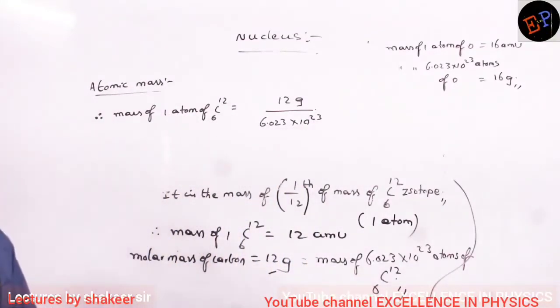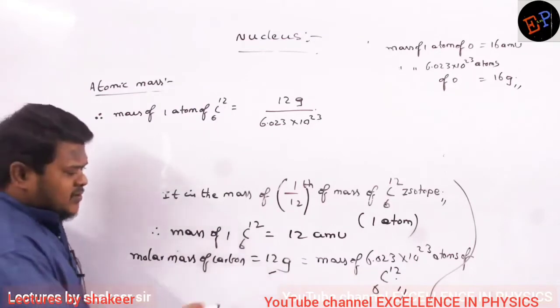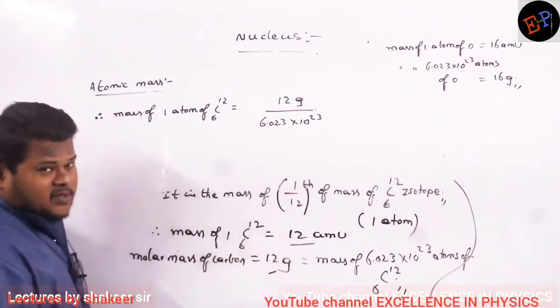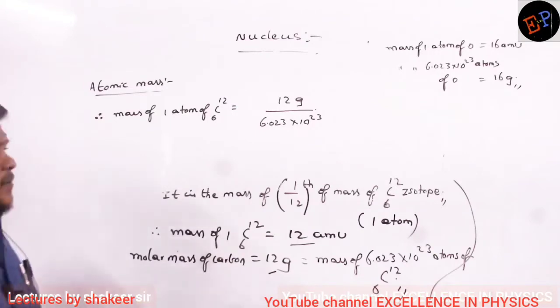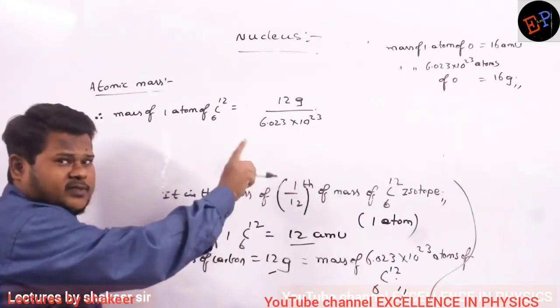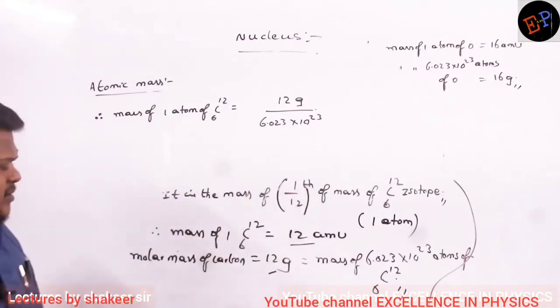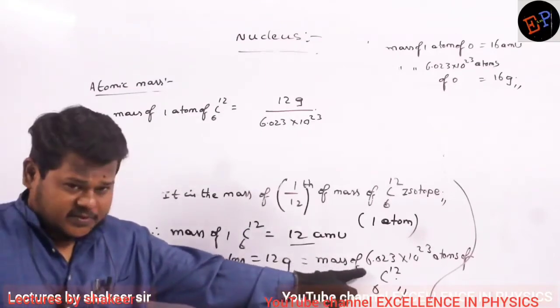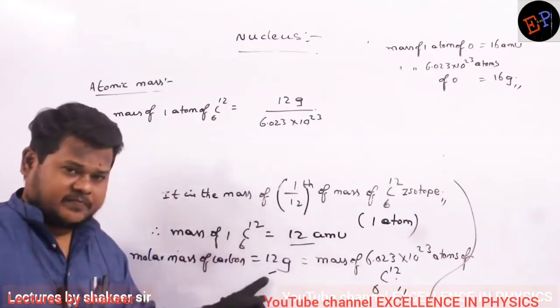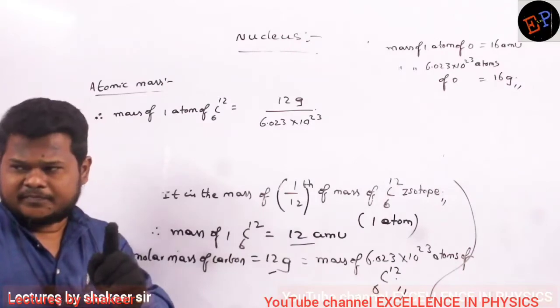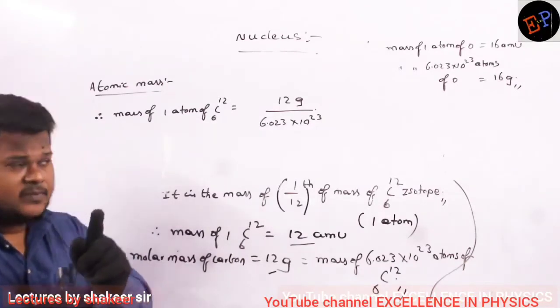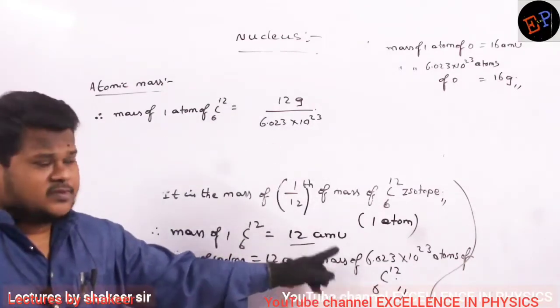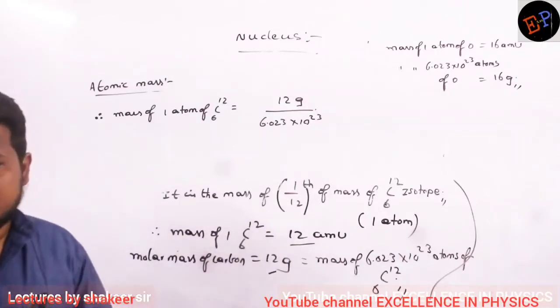Are you able to understand? A single atom of carbon, I know it is 12 AMU. Already I know this value. But now I am trying to calculate in terms of kgs and grams. The mass of these many atoms of carbon is 12 grams, then the mass of a single atom of carbon is 12 grams divided by this number, 6.023 into 10 power 23 grams.